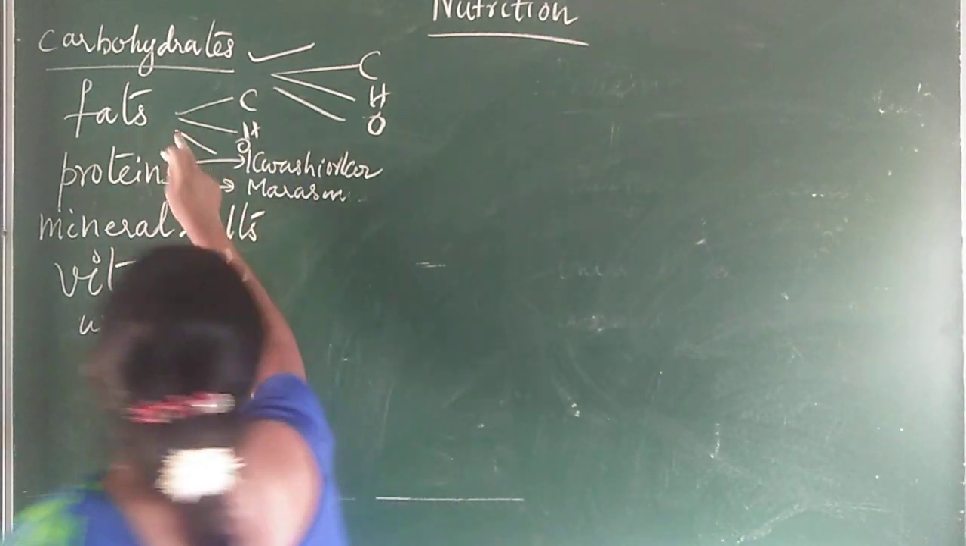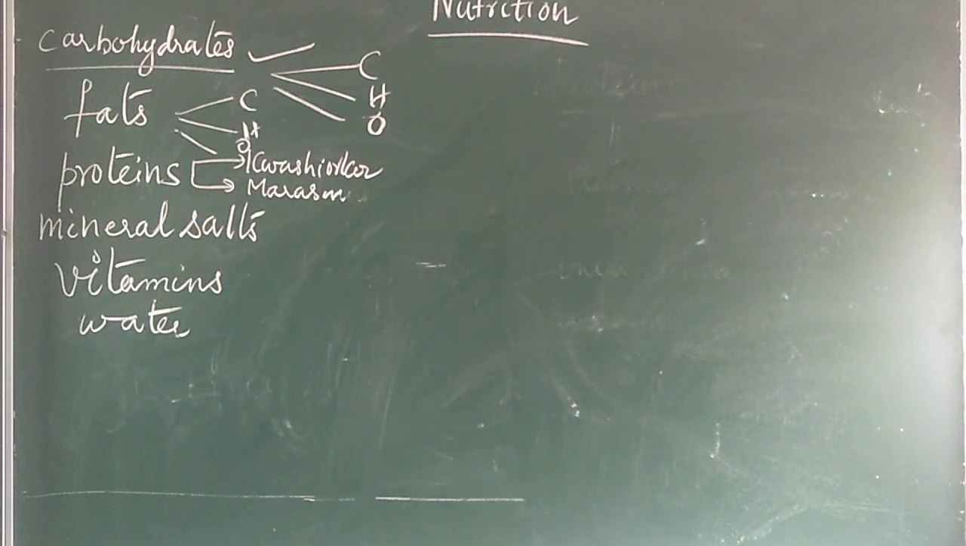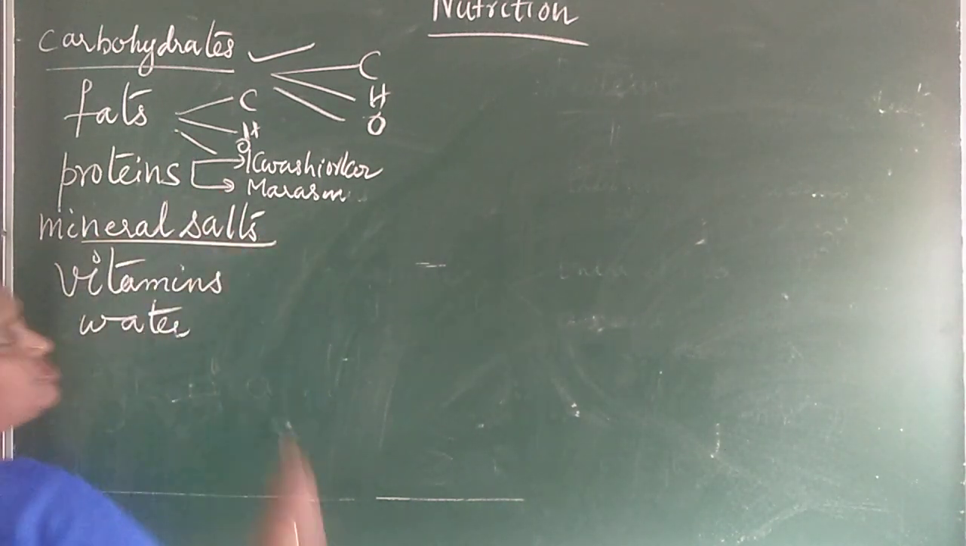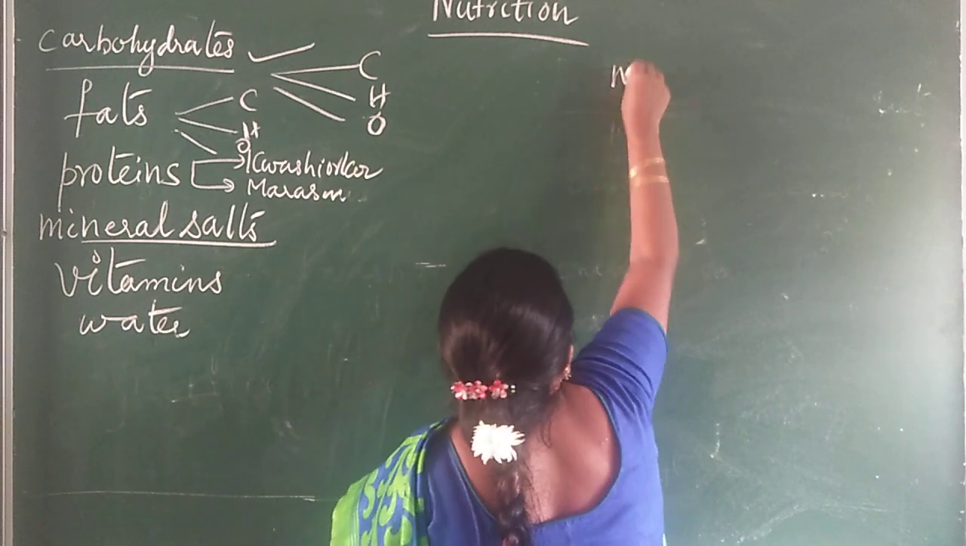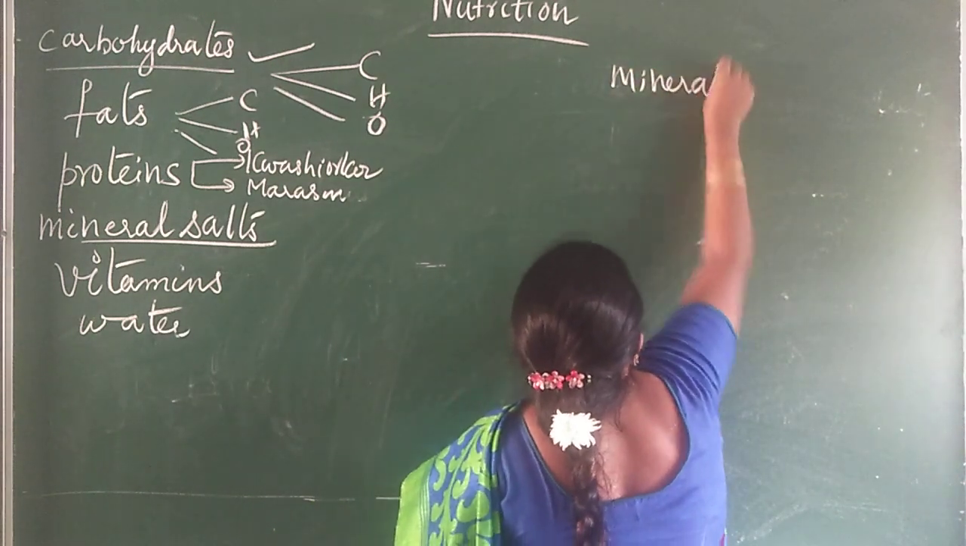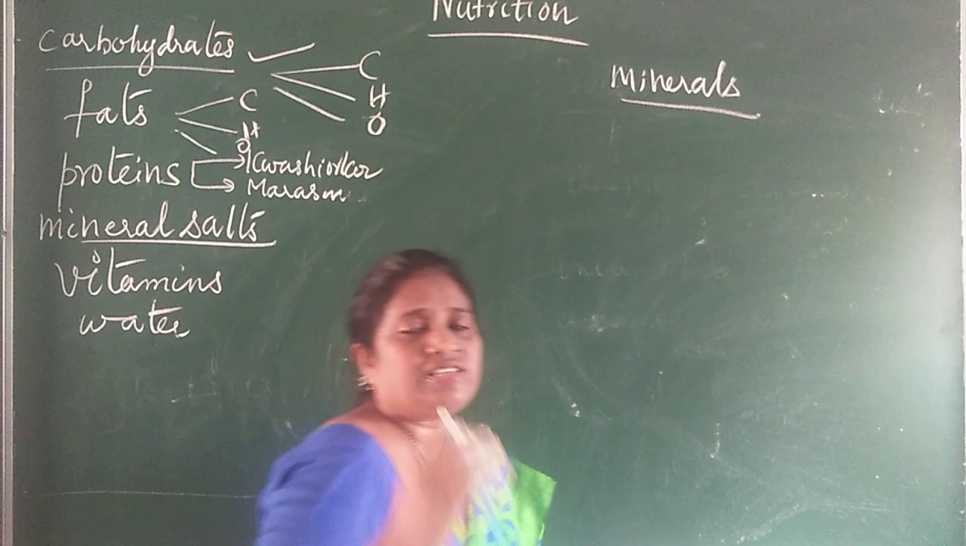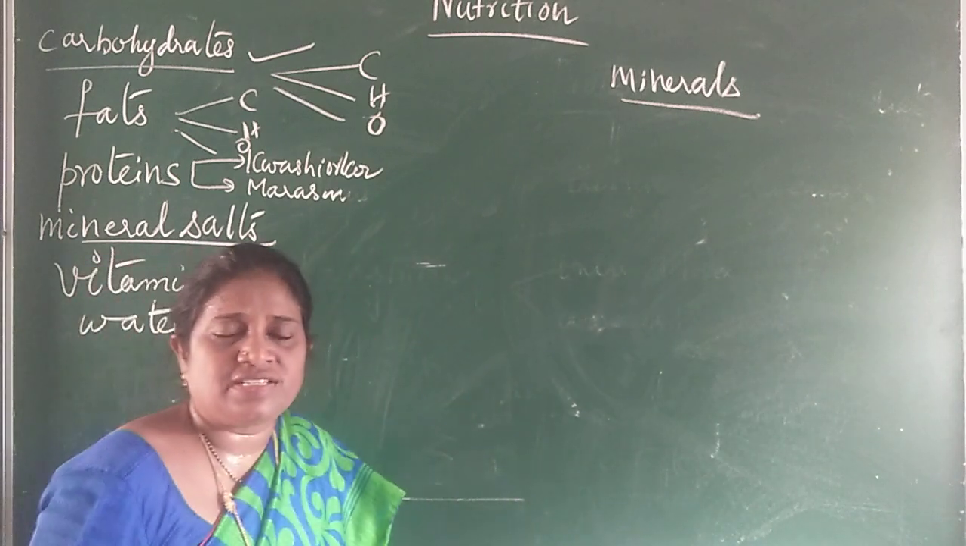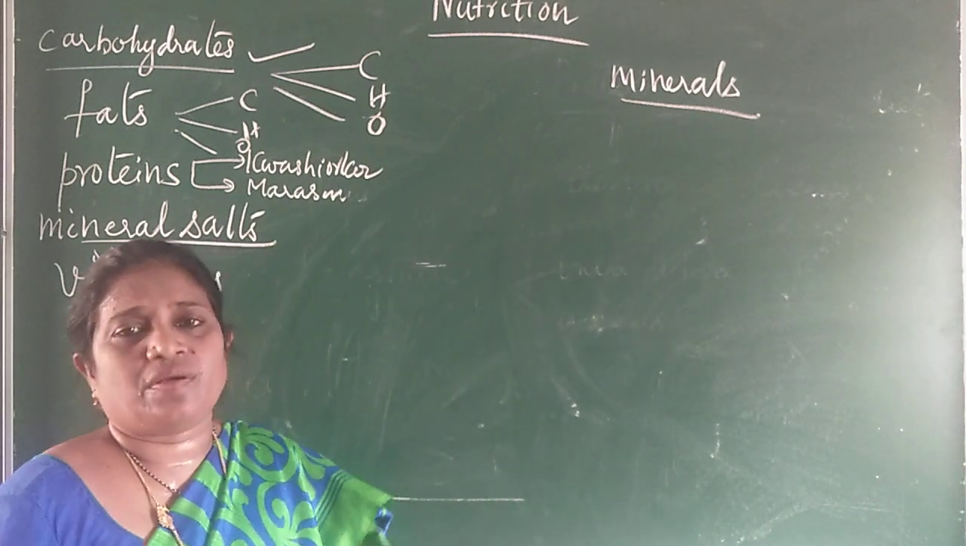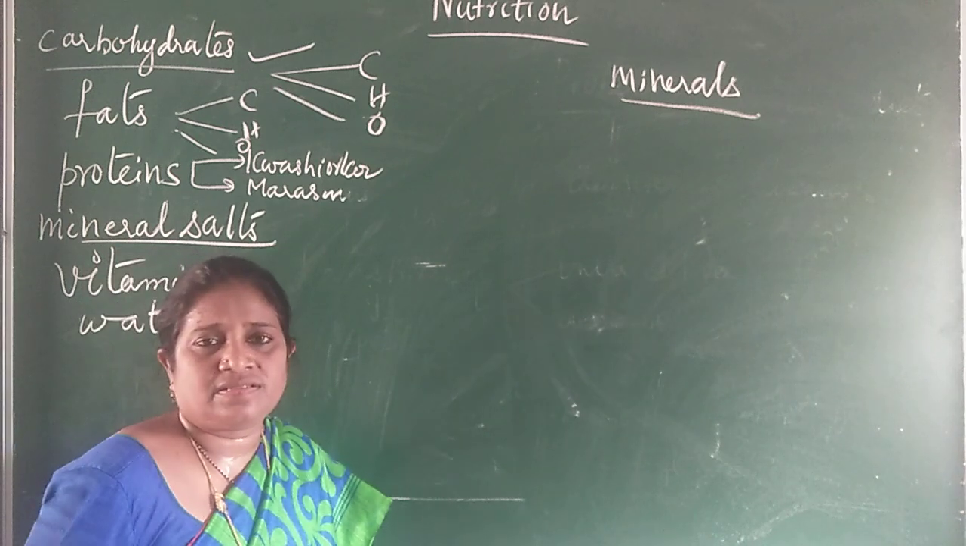So we finished fats, we finished proteins. Now we'll come to the mineral salts. So what are the various minerals essential for the body? In addition to carbohydrates, proteins and fats, we also require certain minerals.